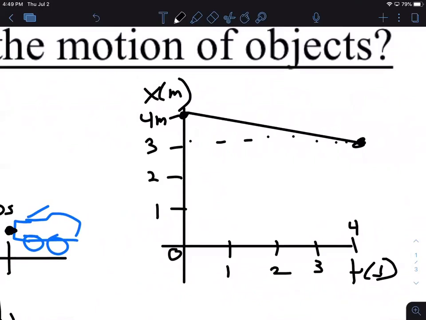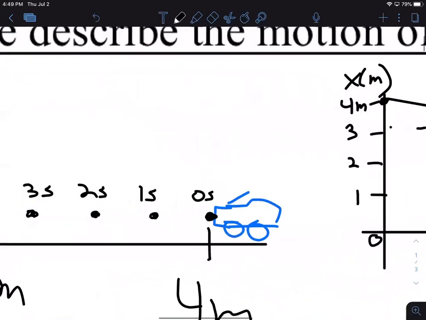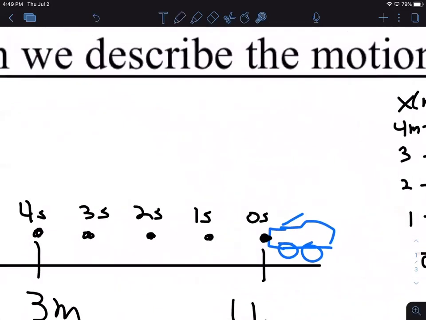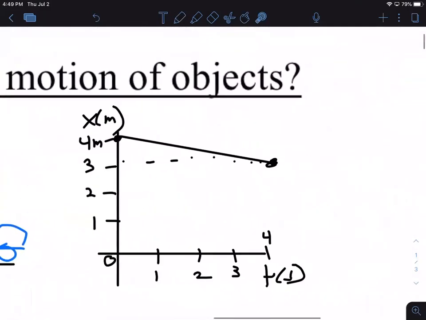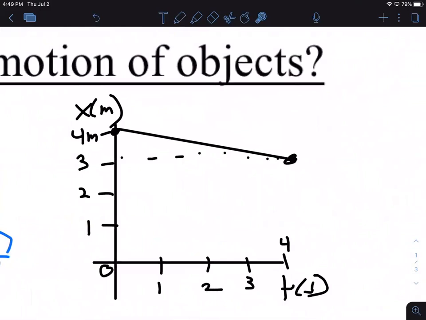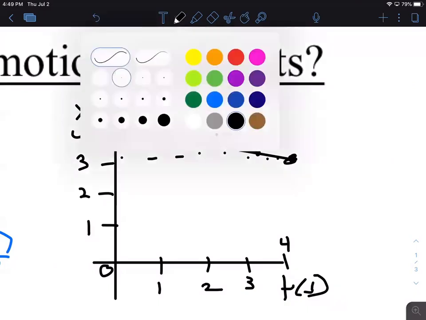But I know it's going to be a straight line because I can look at this motion diagram and I can see every second the buggy has moved the same displacement. It's changed its position by the same amount. This would be at 3.25. This would be at 3.5. This would be at 3.75. So that would be my position versus time graph. And looking at this, I could find my displacement.